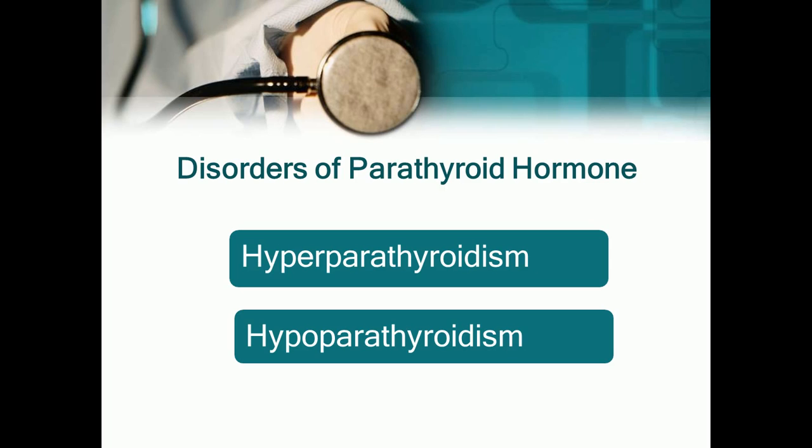Now the disorders which are related to the parathyroid hormone. In case of overproduction of the hormone which is secreted by the parathyroid glands, hyperparathyroidism will occur, while in case of hyposecretion, or decreased production by the parathyroid glands, hypoparathyroidism will occur.